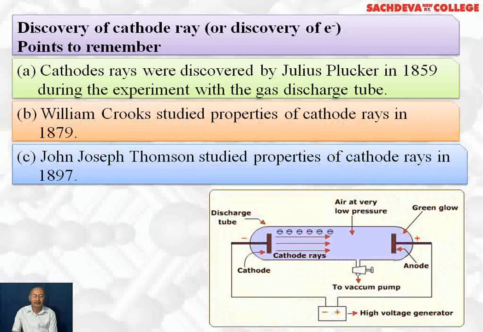This is the cathode ray experiment. Here we take a discharge tube at very low pressure. Air at very low pressure is taken in the discharge tube and a very high voltage of the order of 10,000 volt was passed through the discharge tube. At very low pressure we find that a green glow was found to move from cathode to anode, and these rays were termed as cathode rays.